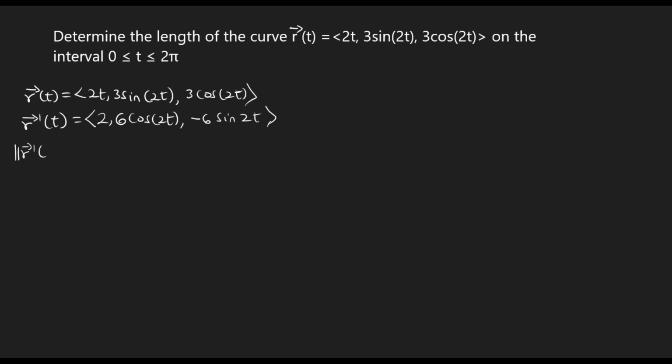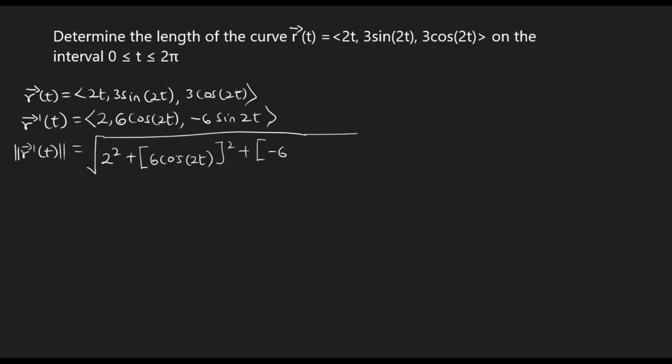So the norm of the derivative will be equal to the square root. We are going to square the component functions and then add each one of them. So I'm going to have 2 squared plus 6 cosine of 2t, squared, plus minus 6 sine of 2t, squared. Okay, this is what you have now. So now let's do the simplification here.